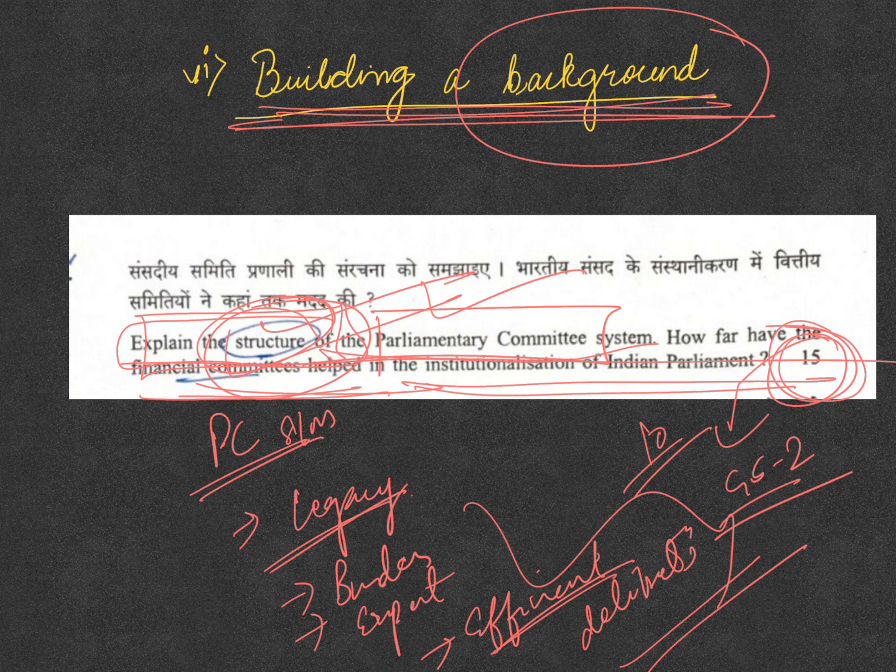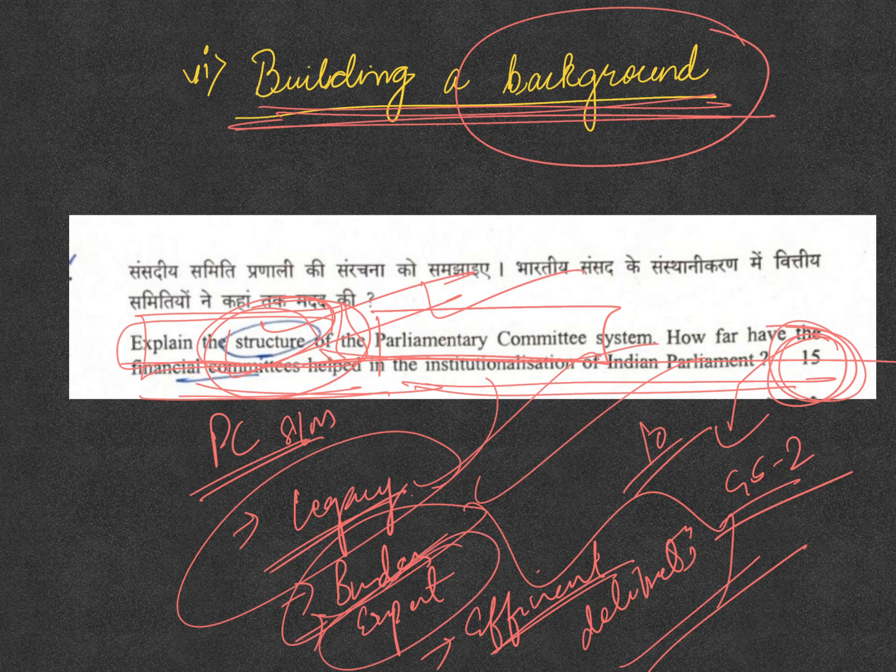But before coming to the structure, you will say that it was a British legacy. It was introduced in India to reduce the burden on the parliament, to bring in some expert opinions, to have some closed door deliberations where the people are not guided by their party lines, and there will be more efficient deliberations. These were the reasons why the parliamentary committee system was introduced. After writing this much, you will start by explaining the structure.